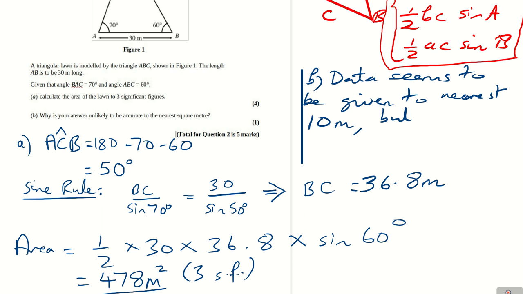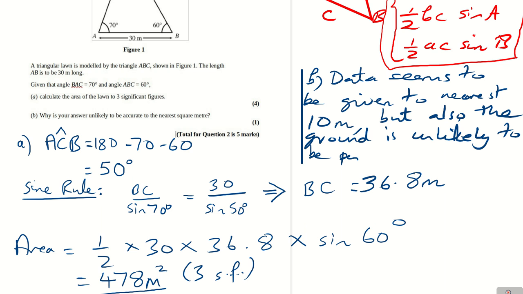But another reason is the ground is unlikely to be perfectly flat. If it's a normal lawn, it's not going to be exactly flat, which means that our rules about angles on triangles and how to work out the areas of triangles are not going to be absolutely accurate, because our triangles are not going to be perfectly in two dimensions.